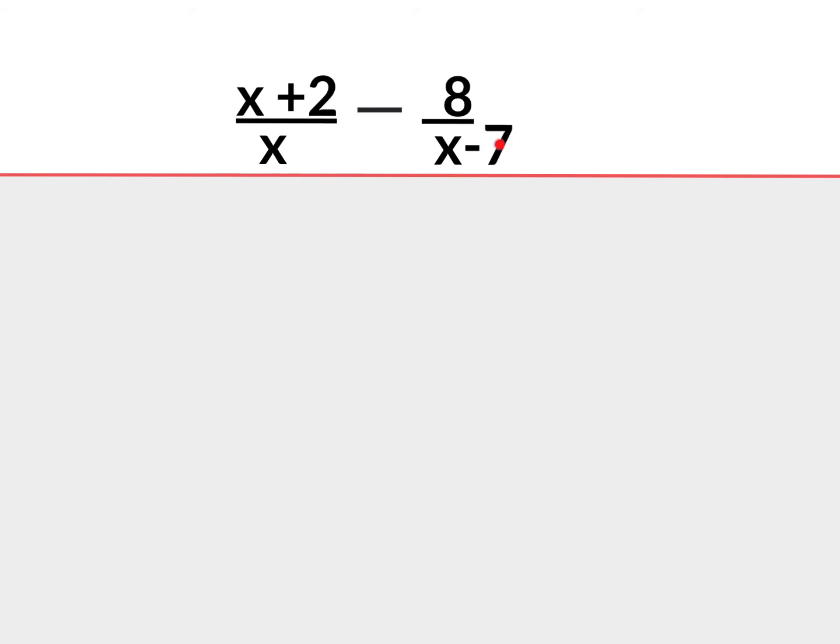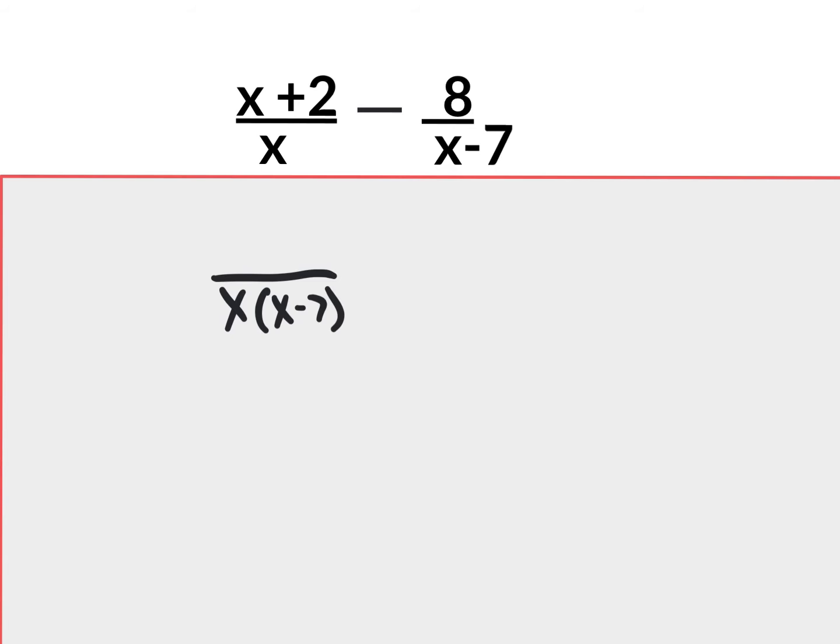This is a binomial, x minus 7. This is a single x. So the LCD, your common denominator, will be both the x with the x minus 7. So I'm going to write that common denominator on both fractions, x times x minus 7. And of course, this first fraction, the denominator is x, but I need it to be this LCD of x times x minus 7. So what do I need to do to this x to make it x times x minus 7?